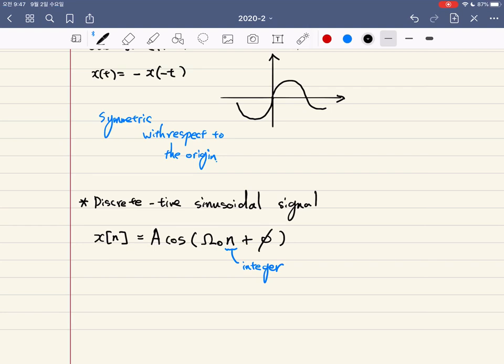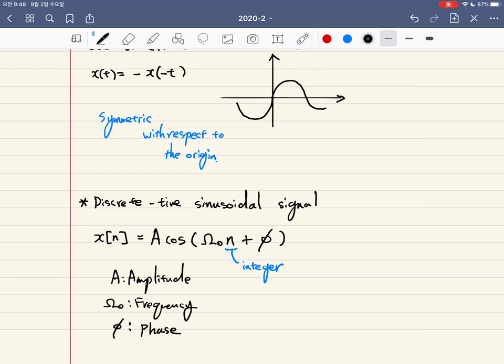So this one is exactly the same as the continuous time sinusoidal signal: if you define 3 parameters, A, large omega, and phi, then you can totally describe a discrete time sinusoidal signal. So the definitions are the same, but I'll repeat again. A was an amplitude. Large omega is also a frequency. You don't have to write this down because you already had it in the continuous time signal. And phi is called phase.